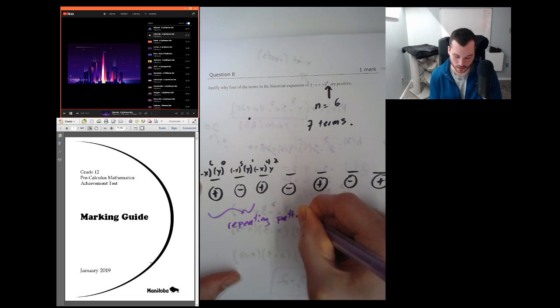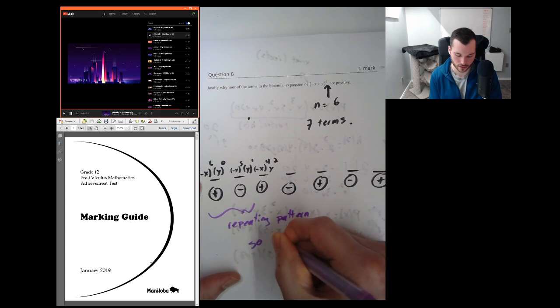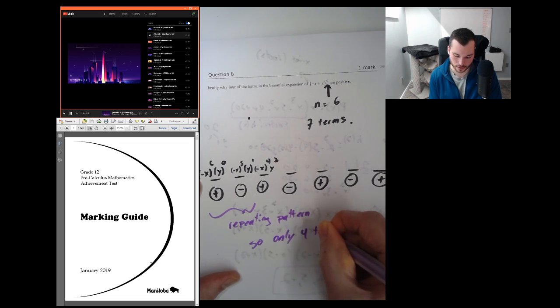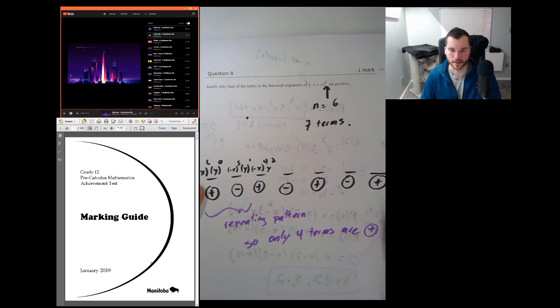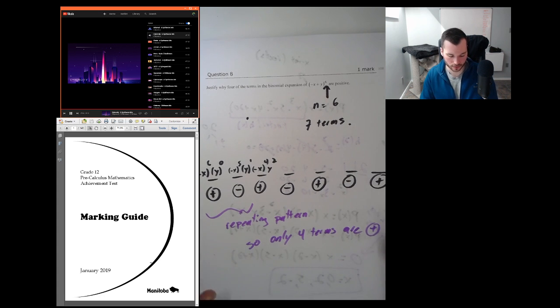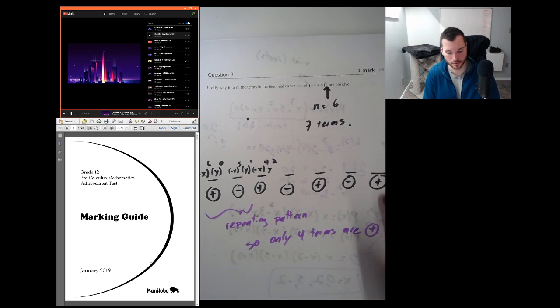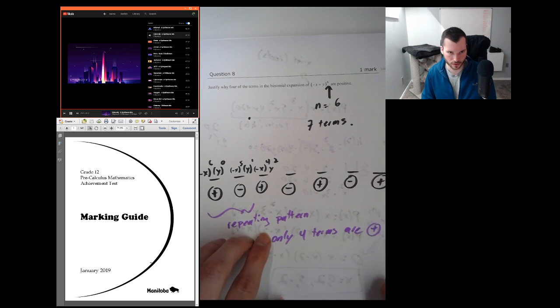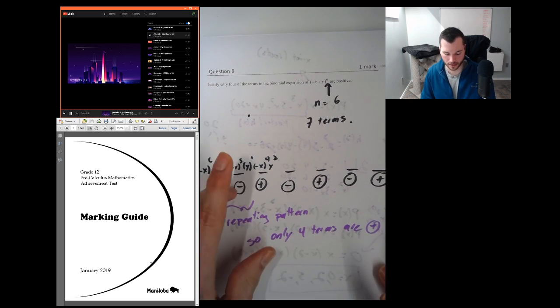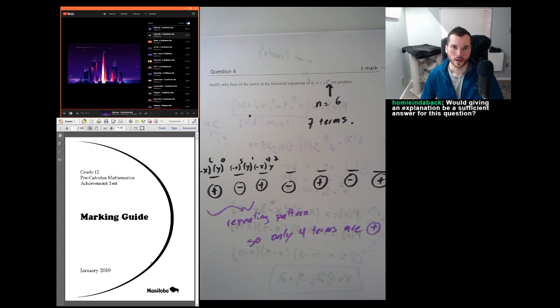And that's all we need to see. Pattern, so only 4 terms are positive. You could say something like, as it is shown, the positives and negatives alternate. You could say they alternate due to the pattern, and since the first one is positive, then our last term would also be, because there's an odd number of terms. You can make a lot of justifications. Essentially, as soon as you show us like this, you just have to say, oh, repeating pattern, so there's going to be that. Would giving an explanation be sufficient answer for this question?